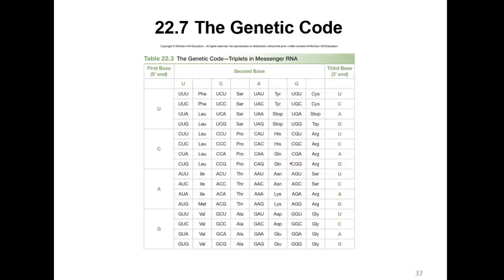Here are some examples. There is more than one codon for a particular amino acid. If you have all U's or UUC, those are for phenylalanine. If you have a UA or UG, that's for leucine, and so forth and so on. We're not going to be responsible for that.